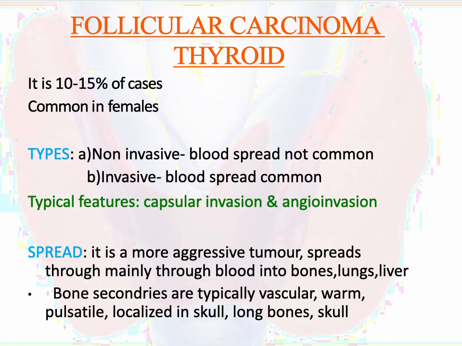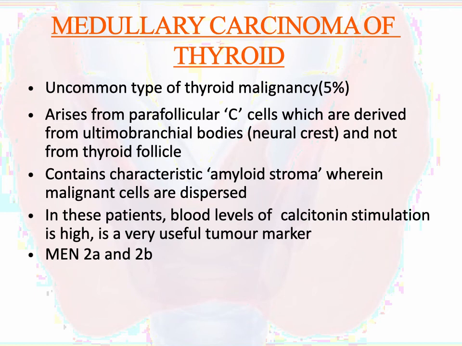Bone secondaries are typically vascular, warm, pulsatile, localized in the skull and long bones. Medullary carcinoma, very important. This is a very soft tumor. It arises from the parafollicular C cells. They will ask you from where it arises: parafollicular C cells, which are derived from the ultimobranchial bodies, neural crest, and not from the thyroid follicles. This is important. It contains calcium and amyloid stroma.